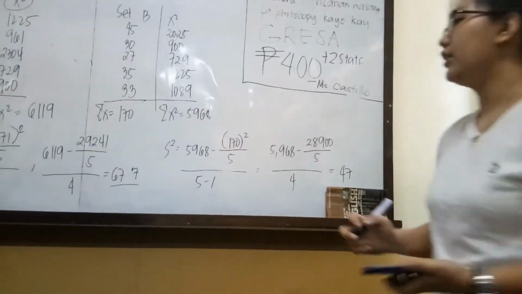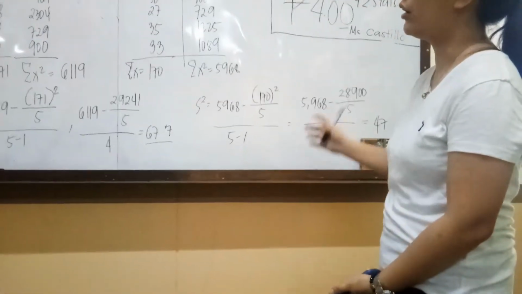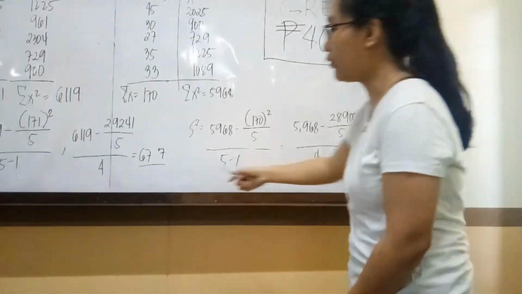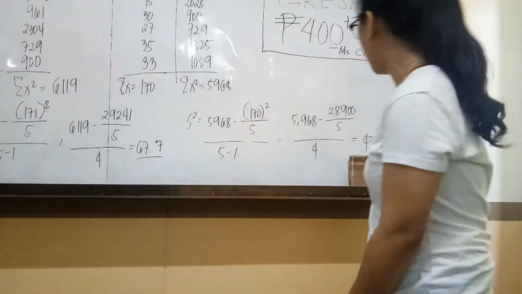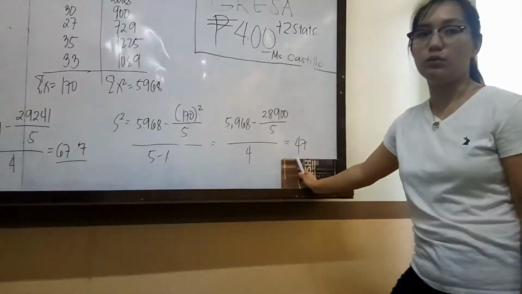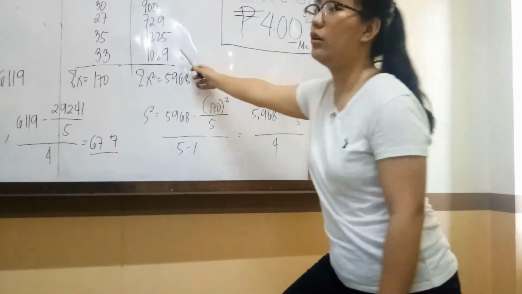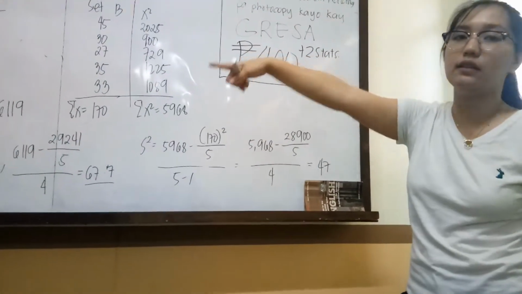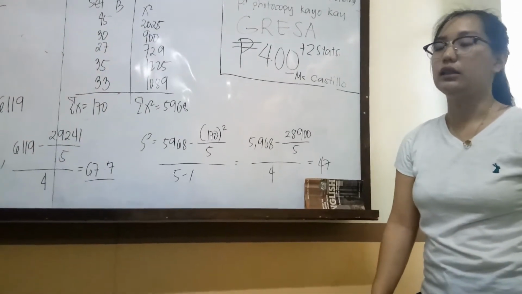Let's see. So it says there, the lower the variance, the more homogeneous the data. So if we're going to compare 67.7 and 47, this one has a lower value. Therefore, this data set is more homogeneous than set B. Ganun lang. Okay? Next, let's continue.